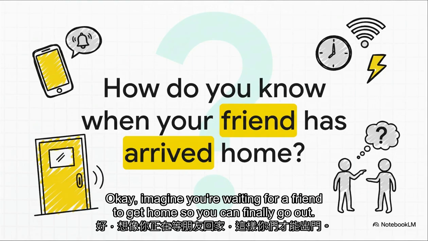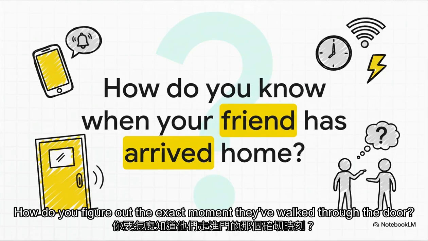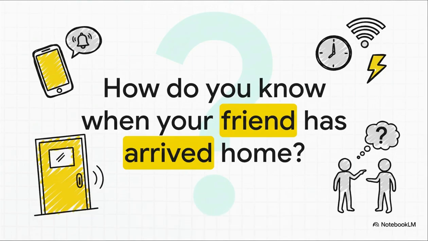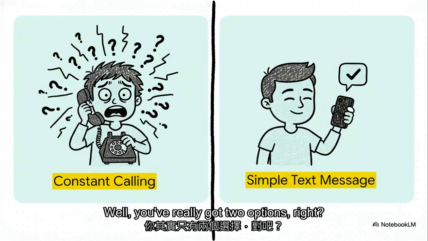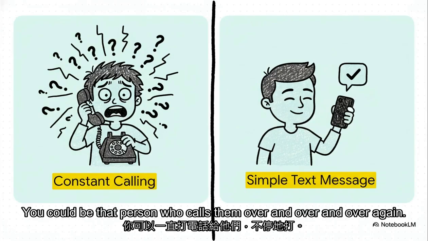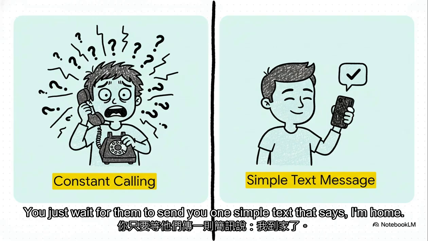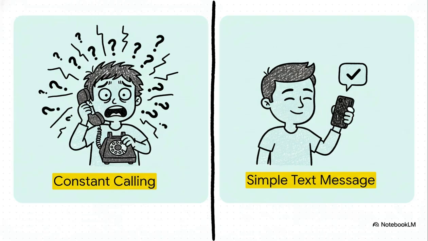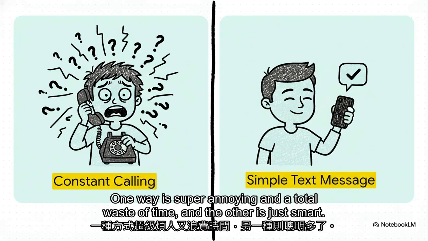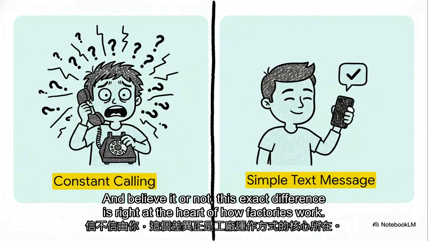Okay, imagine you're waiting for a friend to get home so you can finally go out. How do you figure out the exact moment they've walked through the door? Well, you've really got two options, right? There's method one. You could be that person who calls them over and over and over again. Are you home yet? How about now? Or there's method two. You just wait for them to send you one simple text that says, I'm home. One way is super annoying and a total waste of time, and the other is just smart. And believe it or not, this exact difference is right at the heart of how factories work.